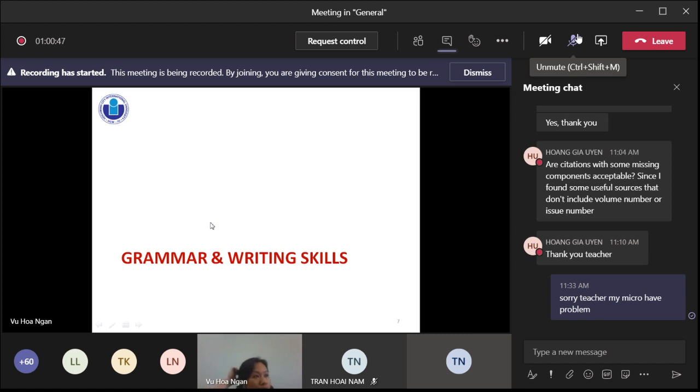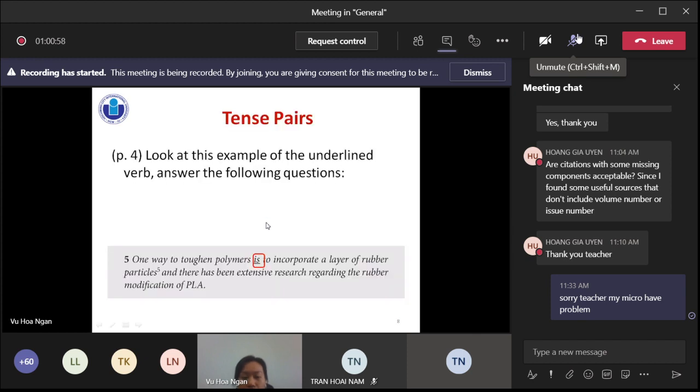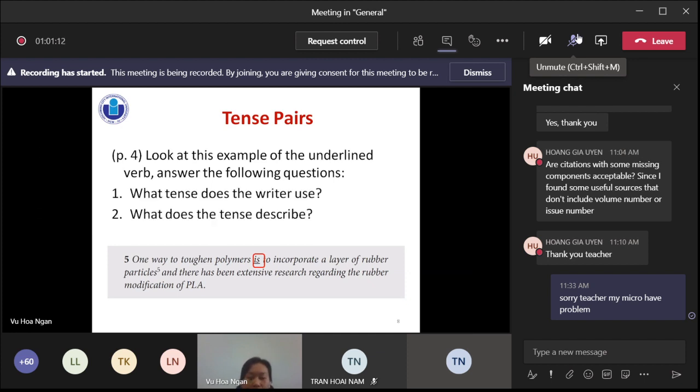Okay, so we talk about the structure, the purpose, right? The purpose of the introduction, and now let's have a quick look at grammar and writing skills of the introduction. Okay, now please turn to page 4, right? And look at the example and then underline the verbs. What tense is that? What tense does the writer use? And what does the tense describe?